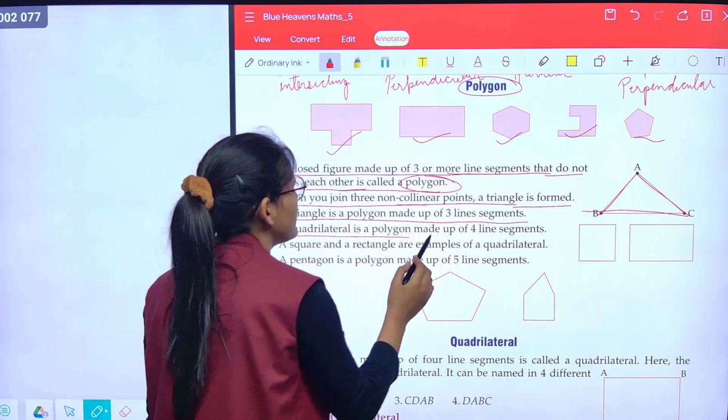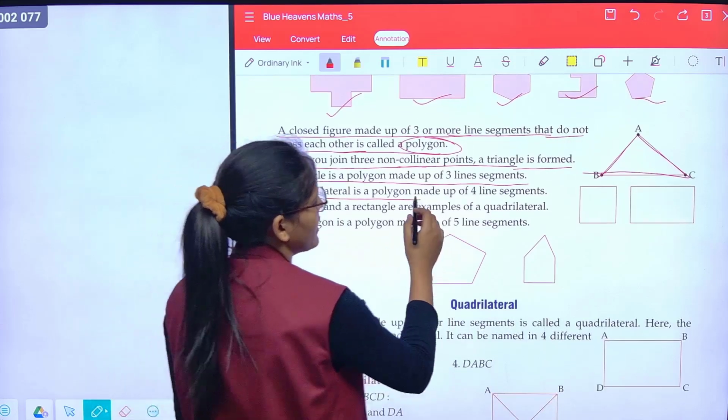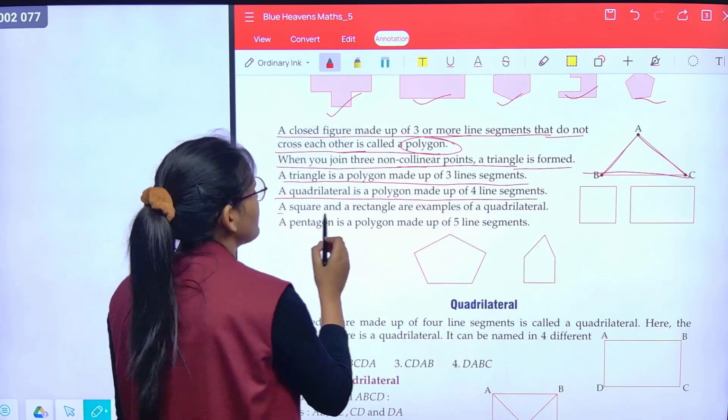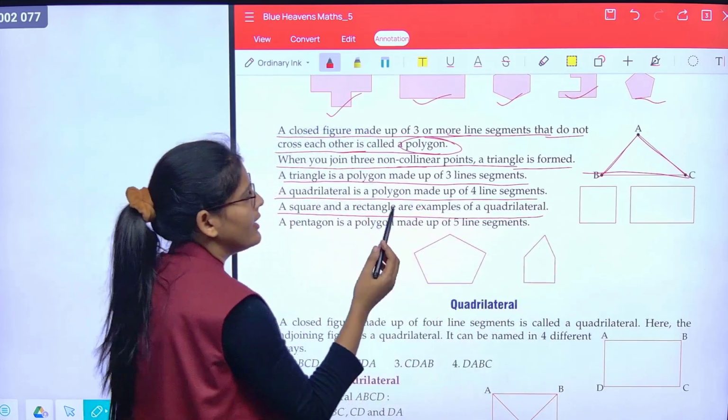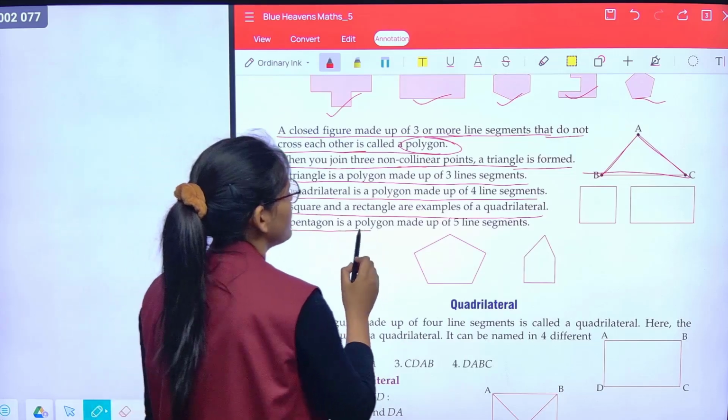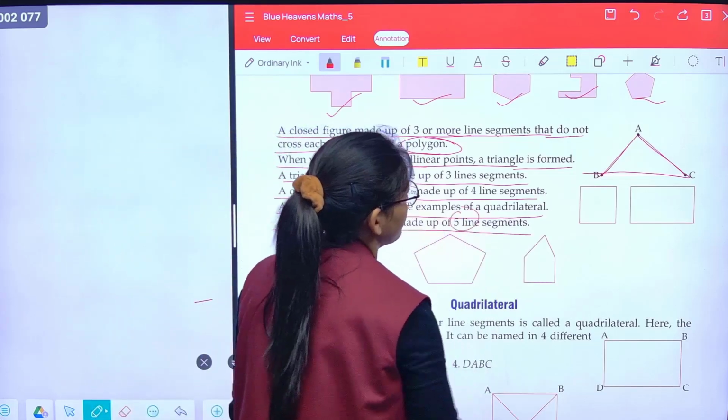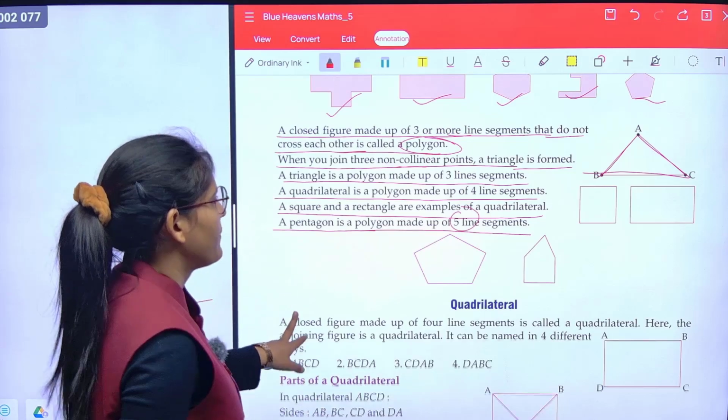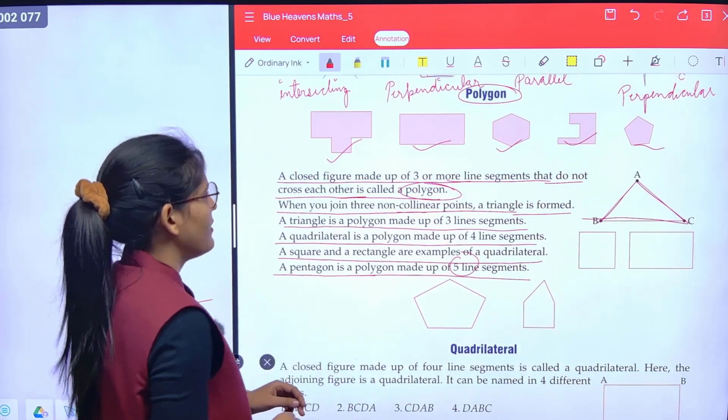A quadrilateral is a polygon made up of four line segments. A square and a rectangle are examples of quadrilaterals. A pentagon is made up of five line segments.